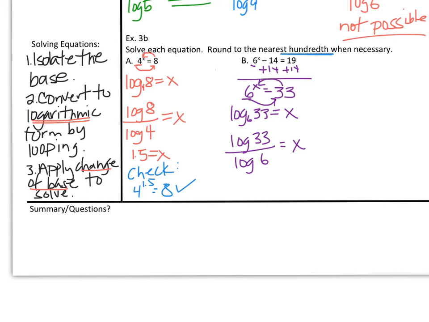If you enter that into your calculator, you're going to get approximately 1.95. Now, if you type in 6 to the 1.95 power, it's close to 33, but it's not exact. The further you round your decimal, the closer you will get when you check in your exponential statement. So just watch the directions on your Pearson assignment to make sure you're rounding to the appropriate value.